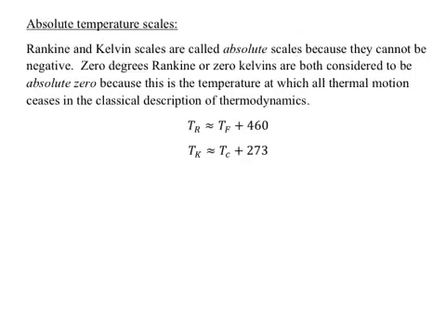Okay, R stands for Rankine. K stands for Kelvin. Rankine and Kelvin scales are called absolute because they cannot be negative. The lowest possible temperature in kelvins is 0 kelvins. By the way, you don't say degrees Kelvin. Write that note down, you'll see it here. I actually wrote it down later on.